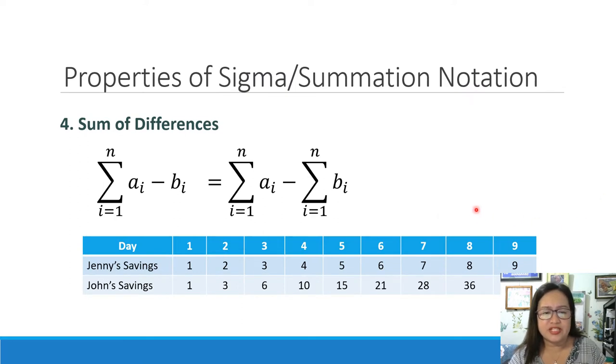The fourth property of sigma notation is the sum of differences. Just like what we had in the previous property, we also apply the same strategy for the sum of differences. So in symbols, if we have the summation of a sub i minus b sub i, where i starts from 1 up to n, we can get the sum by getting first the sum of a sub i, where i starts from 1 up to n, minus the summation of b sub i, where i starts from 1 up to n. Now let's consider the same data that we have a while ago.